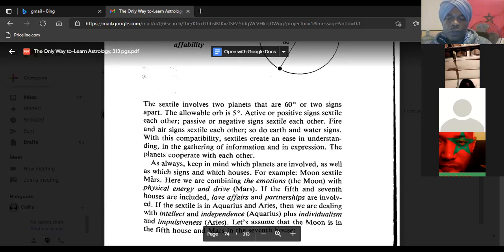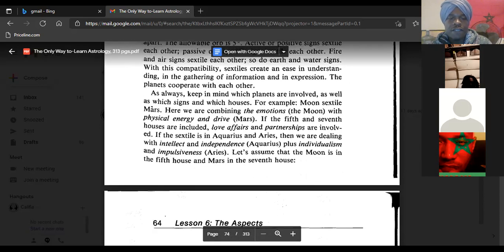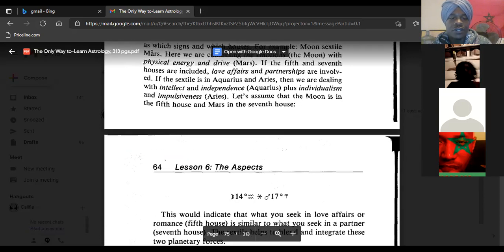For example, Moon sextile Mars. Here, we are combining the emotions, the Moon, with the physical energy and drive, Mars. If the 5th and 7th houses are included, love affairs and partnerships are involved. If the sextile is in Aquarius and Aries, then we are dealing with intellect and independence, Aquarius, plus individualism and impulsiveness, Aries. Let's assume that the Moon is in the 5th house and Mars is in the 7th house.